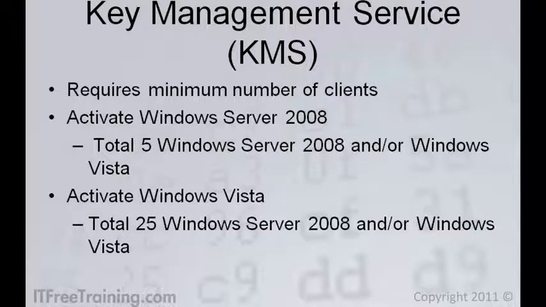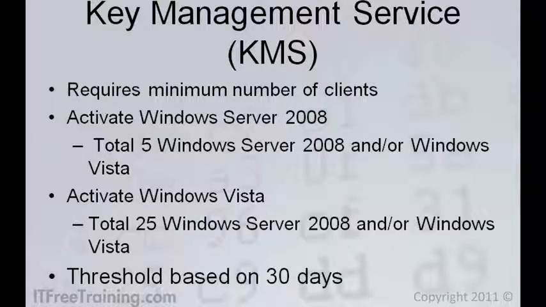Keep in mind that the threshold is calculated based on the number of computers that have activated with it in the last 30 days. Even though KMS only needs to activate with Microsoft once, the clients must activate with KMS periodically. If they fail to renew their activation, they will stop running after 210 days. Keep in mind that virtual machines do not contribute to the threshold count. However, once the threshold count has been met, virtual machines can use KMS to activate.